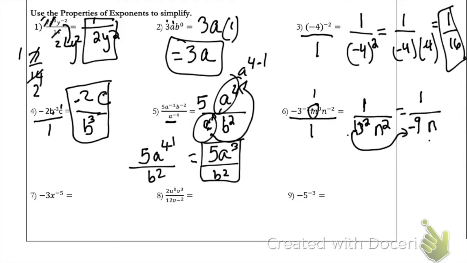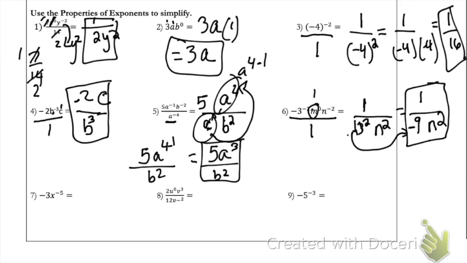And then n to the second. So your final answer here will be 1 over negative 9n squared. Okay? And if you wanted to, you could put the negative sign right in front of your fraction. That's fine too. Okay?